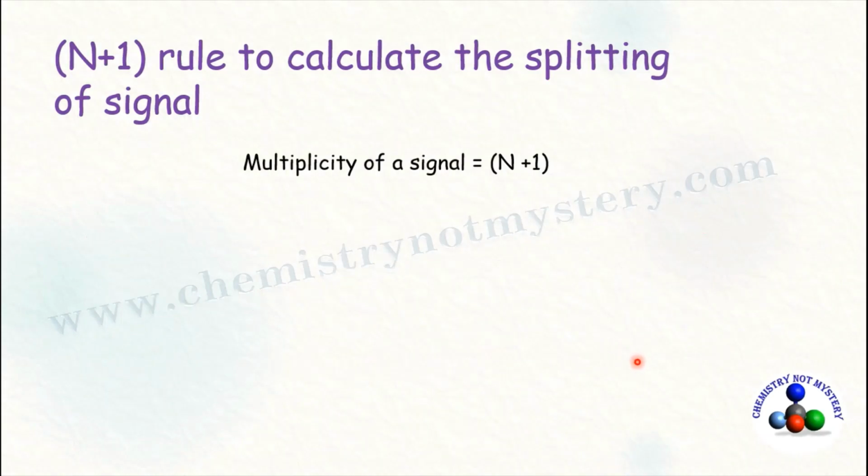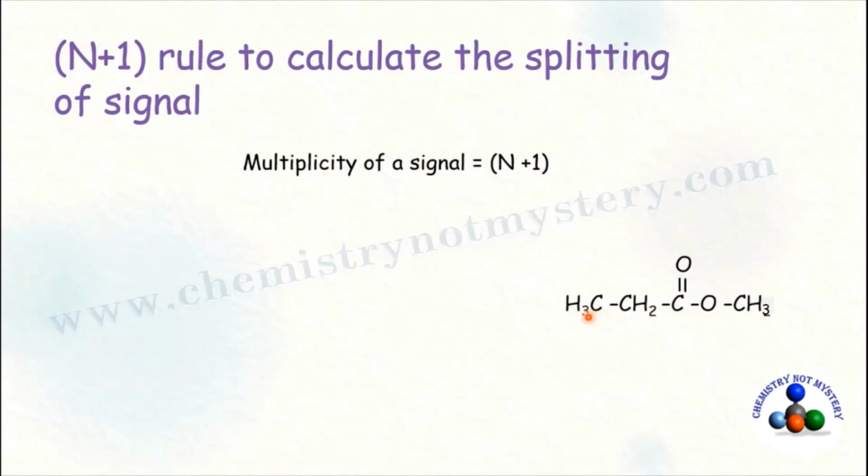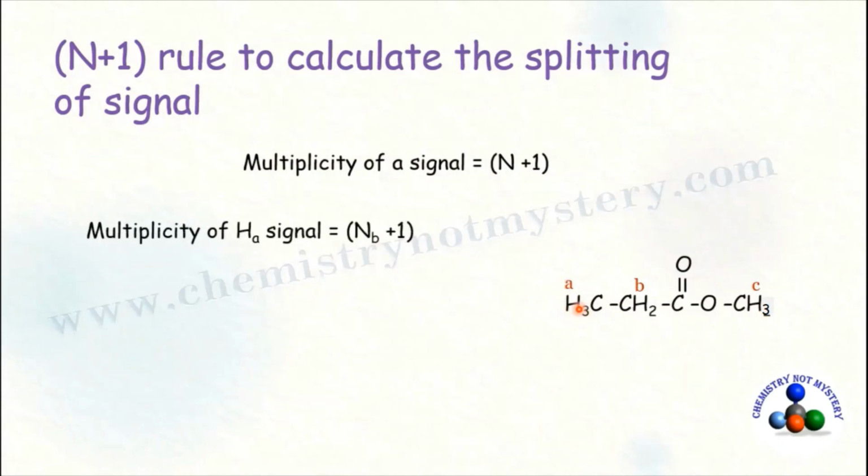Now come to another example. First of all, identify the sets of chemically equivalent protons. So there are 3 sets of chemically equivalent protons. So let's calculate the multiplicity of proton A. To get the multiplicity of proton A, you have to calculate the equivalent protons present on the neighboring carbon. As there are 2 equivalent protons present on the neighboring carbon, here you will get 2 plus 1 is equal to 3. That means signal of proton A will split into triplet due to presence of 2 neighboring protons.